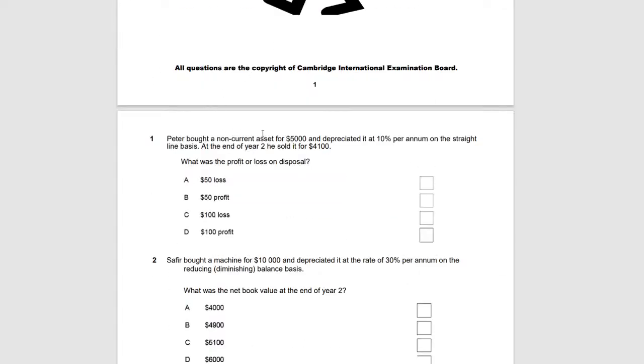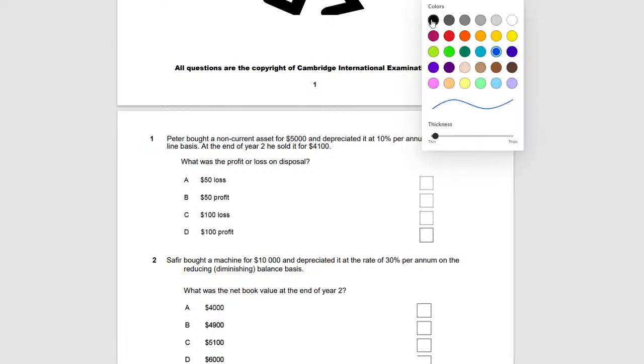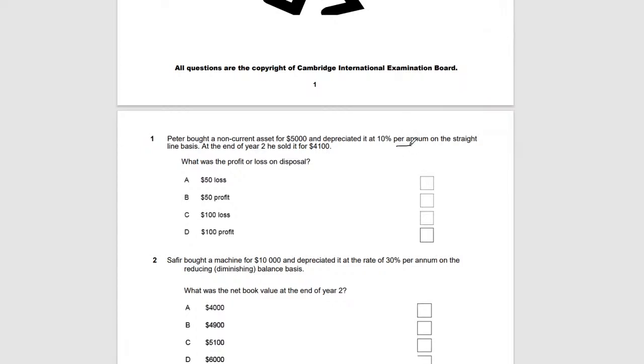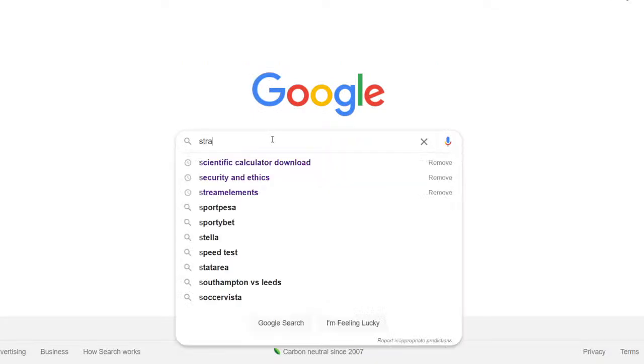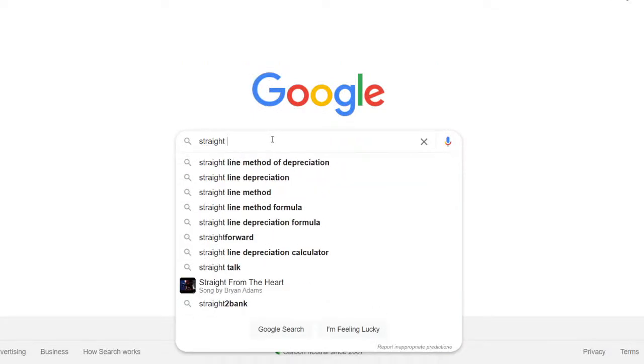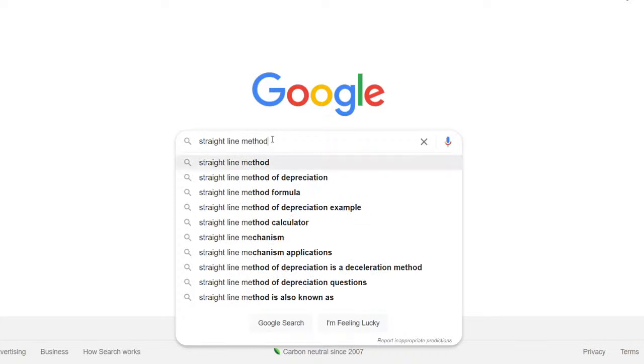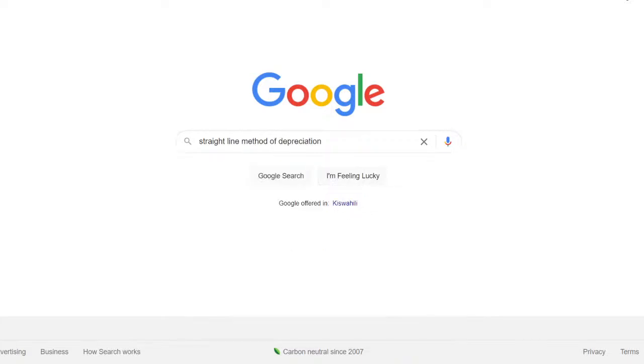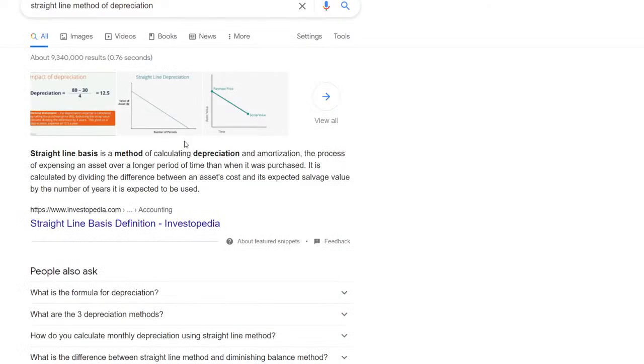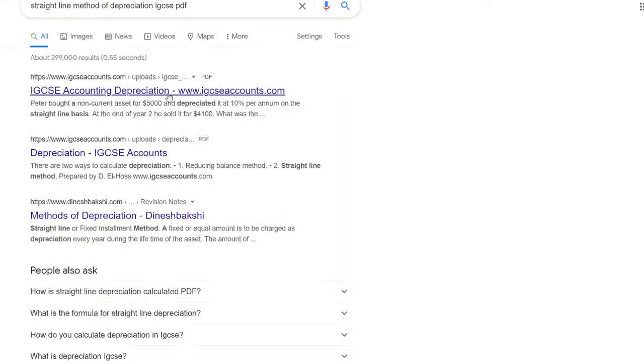Peter bought a non-current asset for 5,000 and he depreciated it at 10% per annum. Per annum means per year. On a straight line basis. So the first thing we're going to do is research what the straight line method of depreciation is, because it's asked a lot and it's one of the very big questions. I'm going to search for this IGCSE PDF so we can have a look at it and go through it.